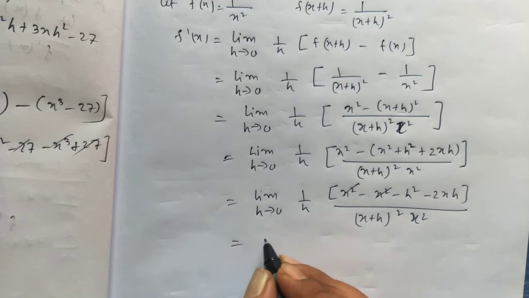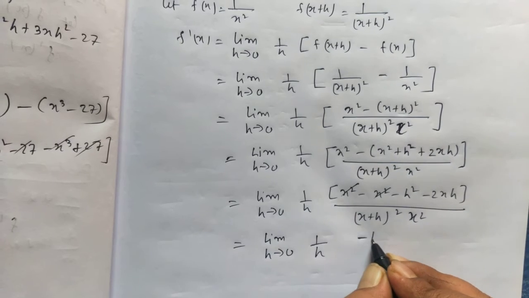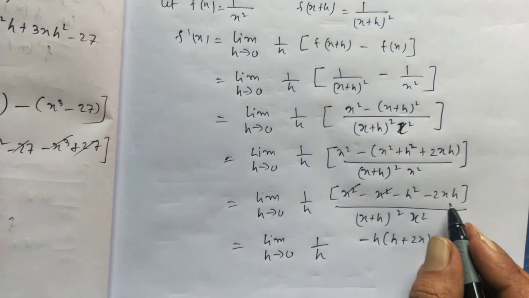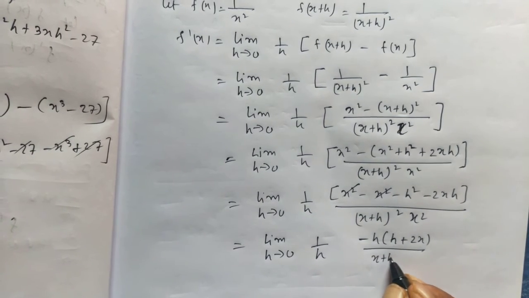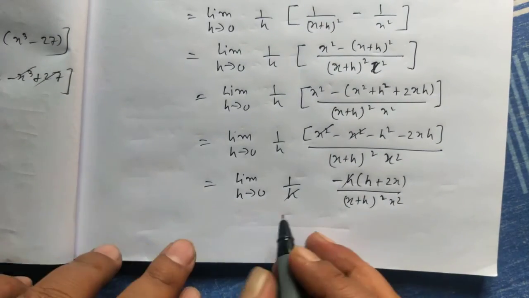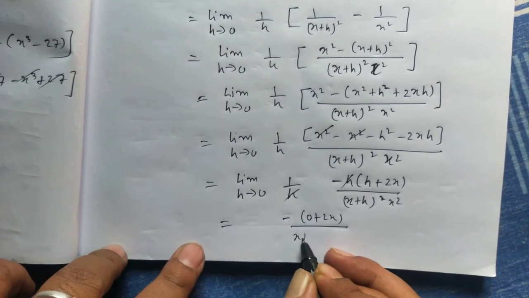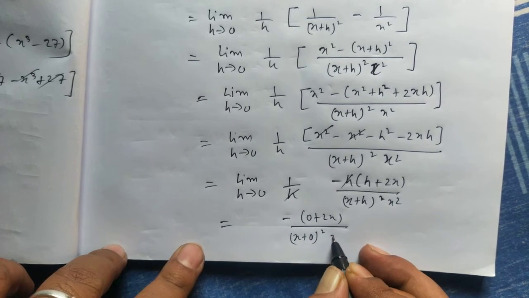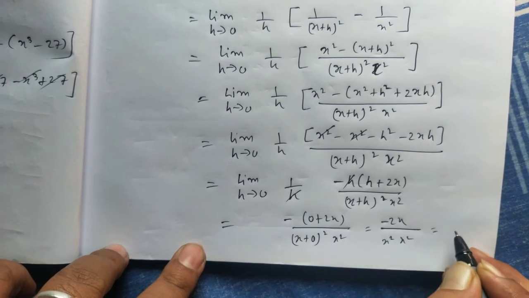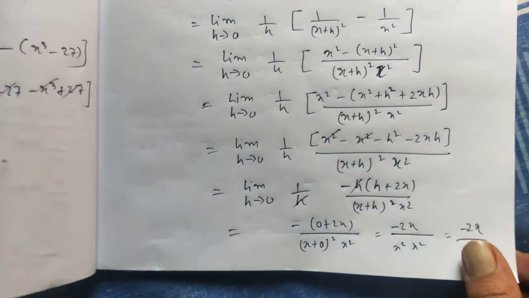Here common is minus h, so we can write -h(h + 2x), divided by x²(x + h)². h cancels. Now you can put the value of h. You can write 0 + 2x, so you are getting minus 2x. Here x² times x², that is minus 2x by x to the power 4. This is the answer. Let's do question number 4.